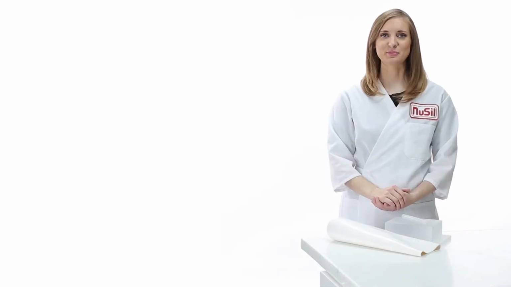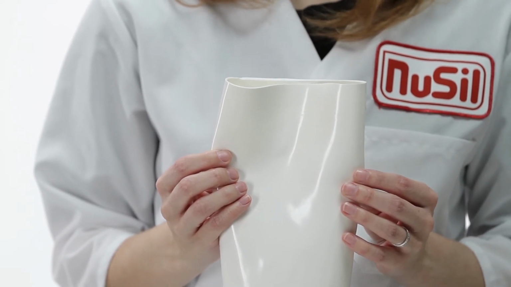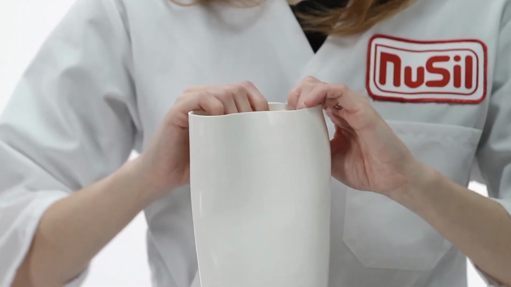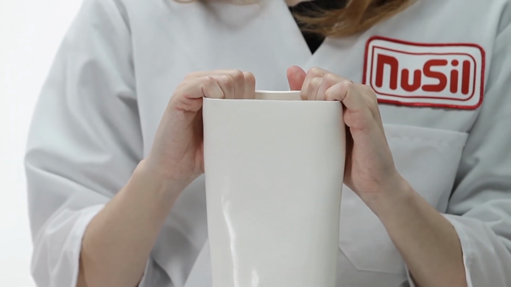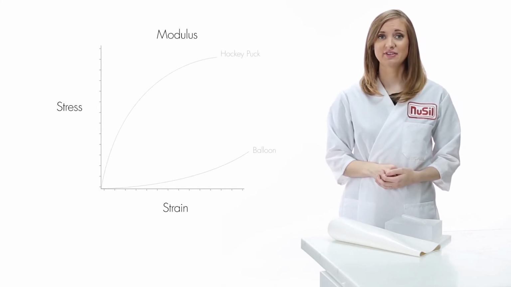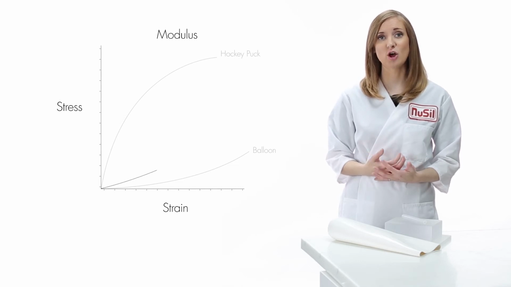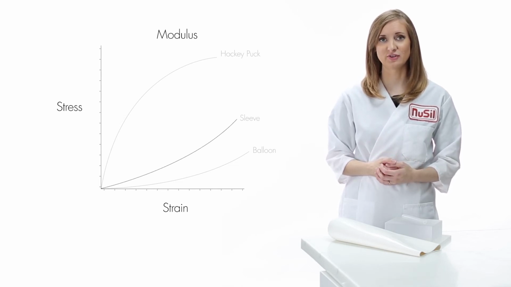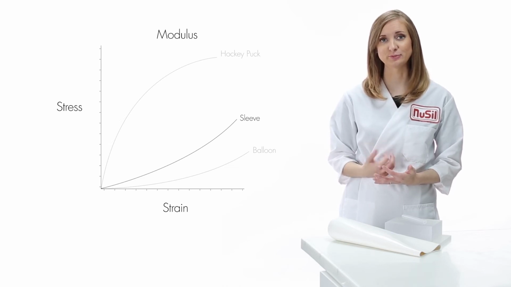Now let's take a look at some products made from our NuSil silicones. This is a prosthetic sleeve, which delivers comfort and protection to an amputee between the skin and the prosthetic. It needs to fit to the body or change form easily, so it has low modulus. Again, take a look at our graph. The silicone used to make this prosthetic sleeve has a relatively low slope in the stress-strain curve, so the material is of relatively low modulus and will be flexible.